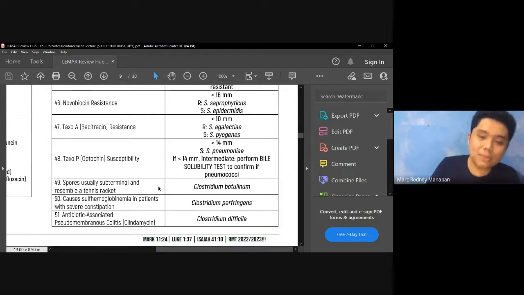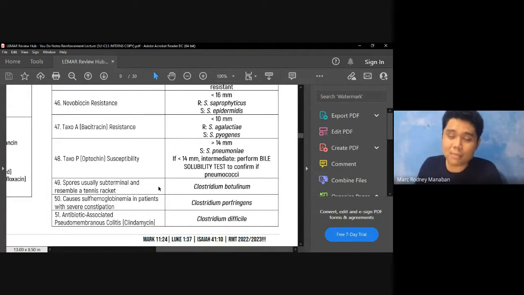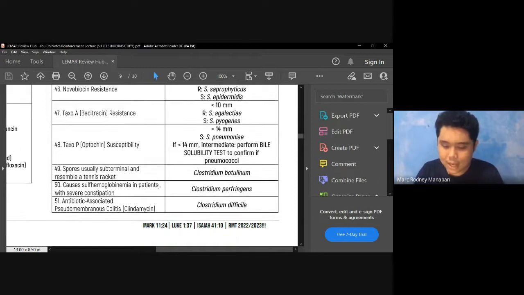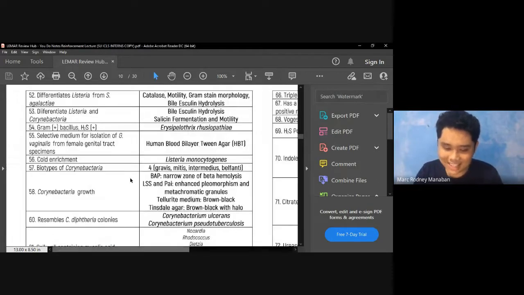So again, it's brought about by too much use of antibiotics that suppress the normal flora in your stomach, so C. difficile proliferates. Again, your colon becomes inflamed. Alright? Pseudomembranous enterocolitis. Alright. Okay. Sige.